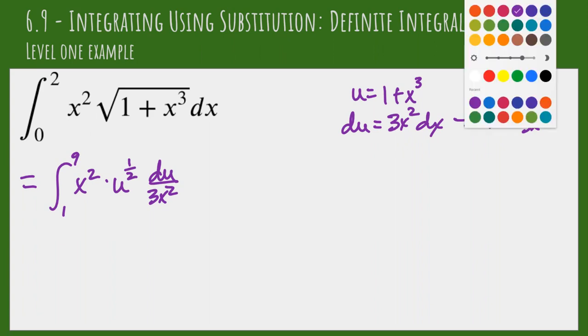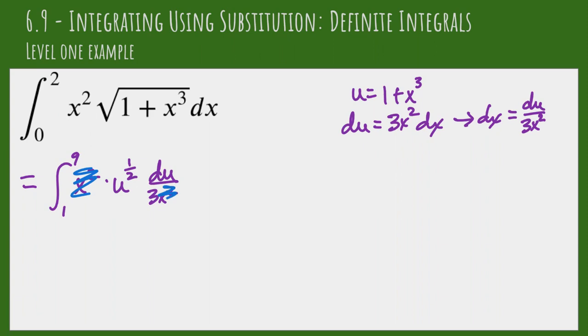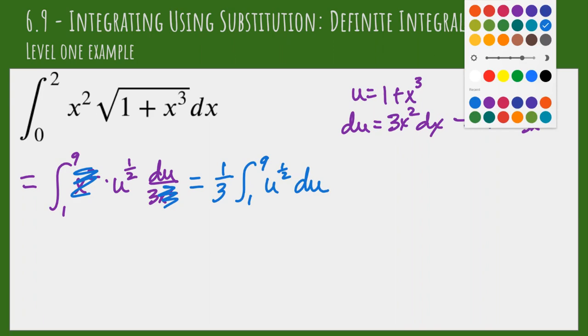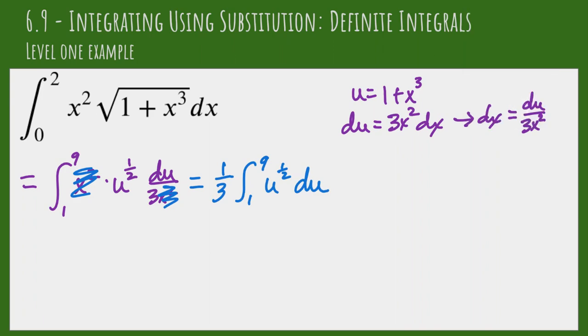Doing a little simplifying here. The x squareds cancel each other out. That 1/3 can go out front. So we have the integral from 1 to 9 of u to the 1/2 du. The antiderivative of u to the 1/2 is going to be u to the 3/2 times 2/3. And we have the 1/3 that's already out there. And we're evaluating that from 1 to 9.